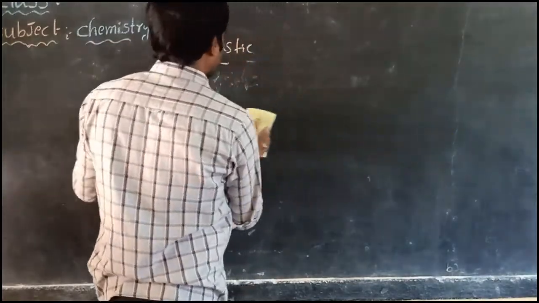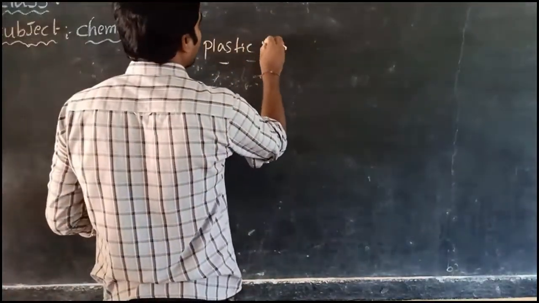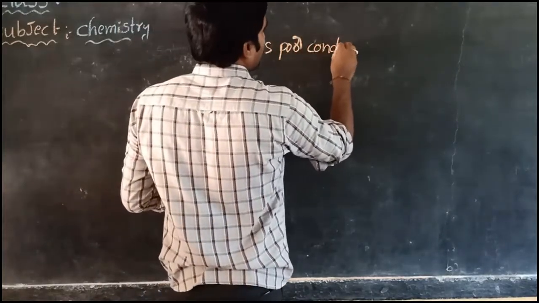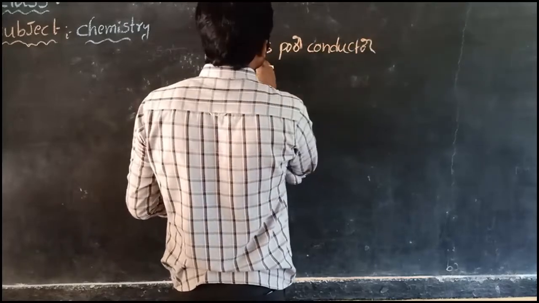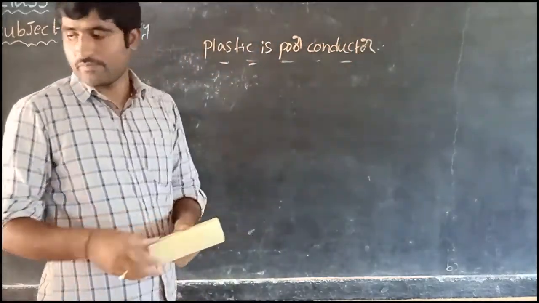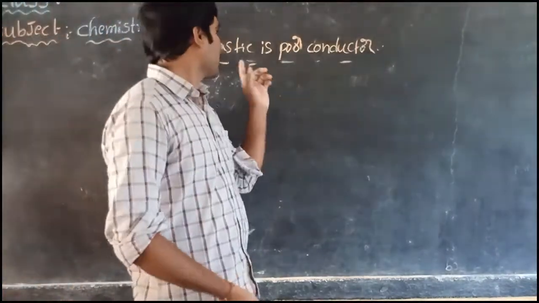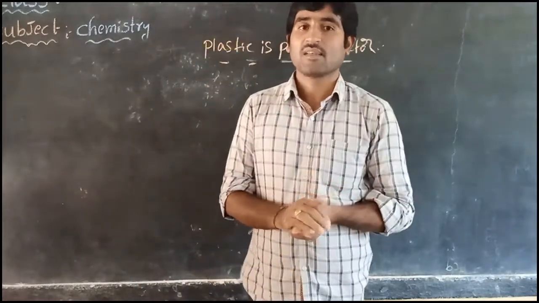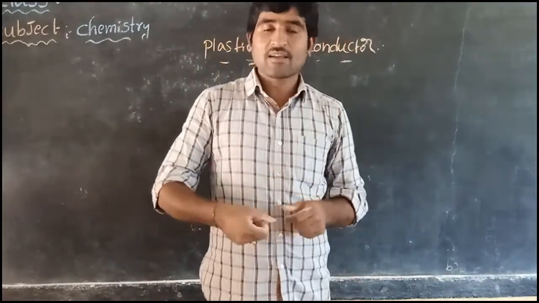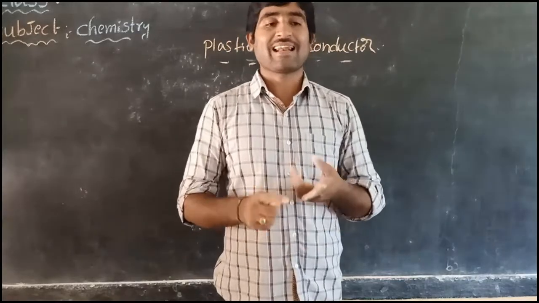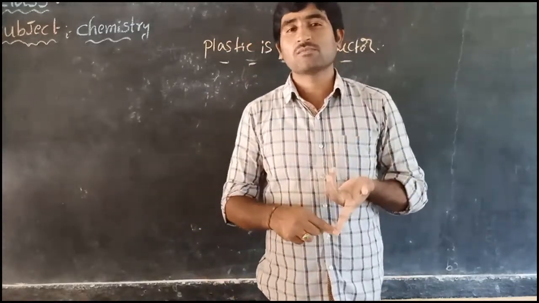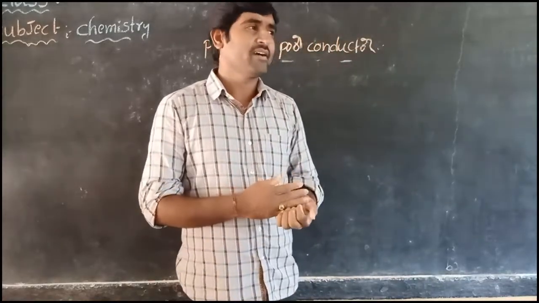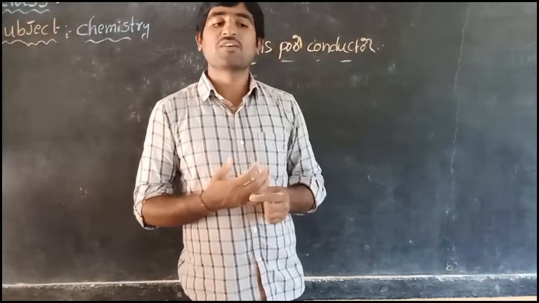Plastic is a poor conductor. Children, next topic is plastic is a poor conductor. Have you seen the switches, children? And have you seen the handles of cooking utensils like an electric stove or pressure cooker? Have you seen the handle of a screwdriver, children?